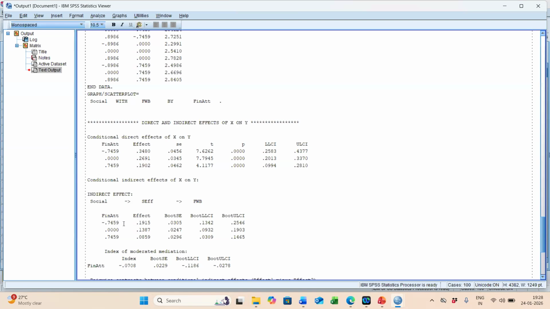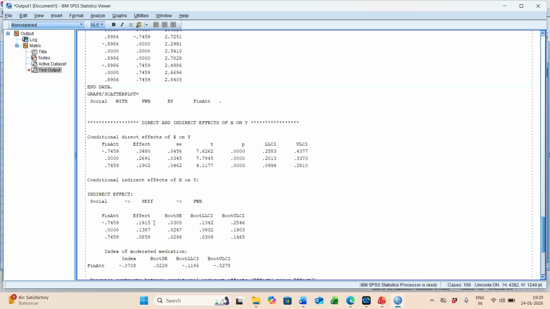Here also it is given under three different levels. At lower level, the effect is 0.1915. The effect has reduced. Here we are referring to the relationship between socialization, self-efficacy, and financial well-being. So after moderation, what will be the effect? That's what we are actually studying.